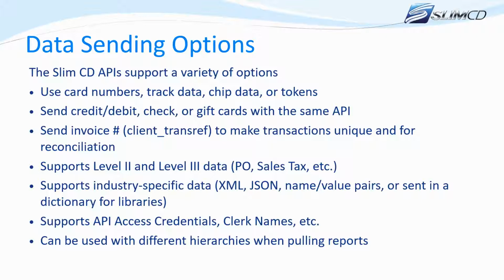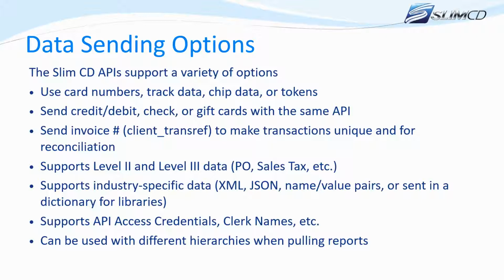An important feature is the invoice number as it appears in the reports, or the field that you use to send in the API is actually called client transref. It's the client's transaction reference. With that, if we get the same card for the same amount, then that's considered a duplicate. If we get the same card for the same amount but a different client transref, that makes the transaction unique and will let it go through.